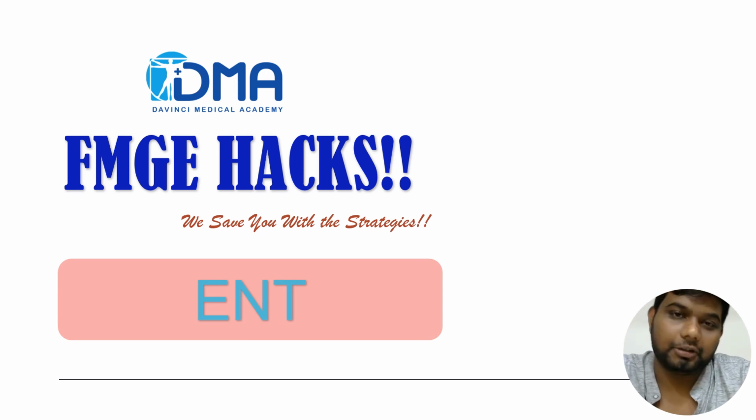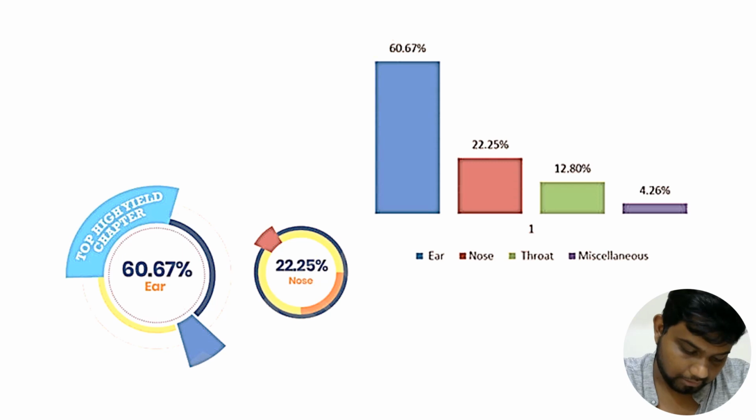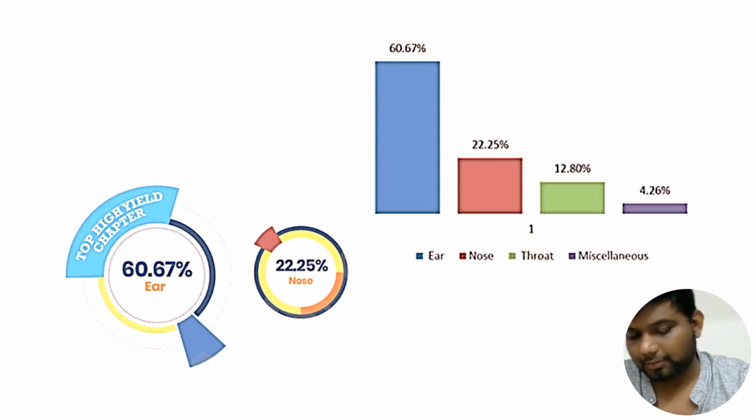Hello everybody, we are going to talk about the DMS FMGE hack series, and today we are going to talk about the ENT. Speaking about the ENT, the very high yield area is your ear, followed by the nose, followed by the throat and the miscellaneous conditions.